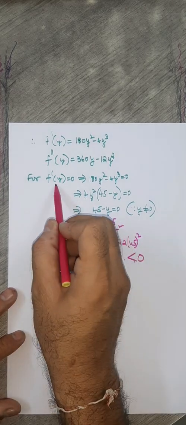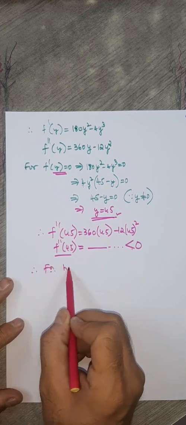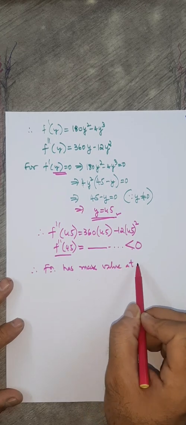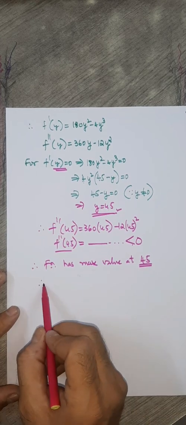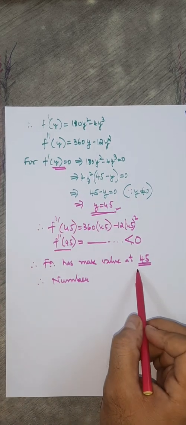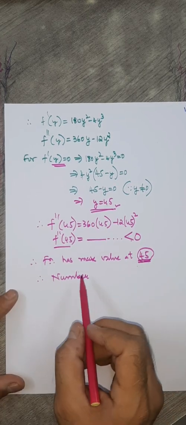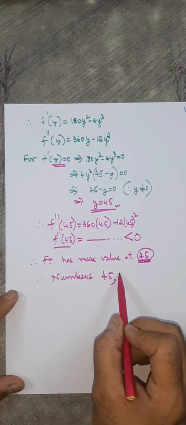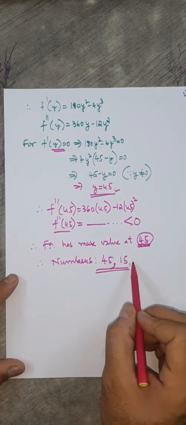At 45 the first order derivative is 0 because it is a turning point. So the function has a maximum, negative means maximum value at 45. You are asked for the maximum product, just see the question, and therefore you are not asked for the maximum value. If you were asked for the maximum product, then you would need to put x equals 45 in the function, but that's not what you are asked. So the numbers are 45 and the other number is what? It has to be 60 minus 45, that is 15. These are the required numbers.